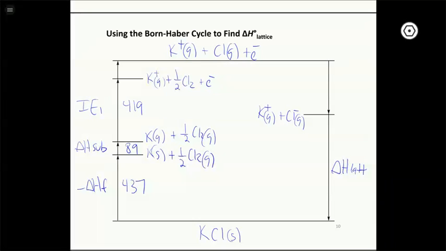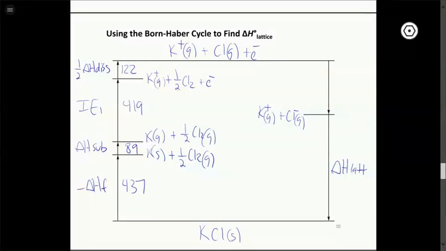But look at this coefficient. We only have 1/2 Cl2. So the enthalpy change associated with breaking 1/2 of a Cl2 is going to be 1/2 times the delta H of dissociation. If you have coefficients in your individual steps here, you have to make sure you account for those and multiply those accordingly. That's the only time we'll see it here. So 1/2 times the dissociation enthalpy is 122. I gave that to you earlier as 244. 1/2 of that is 122. And so that gets us up to here.